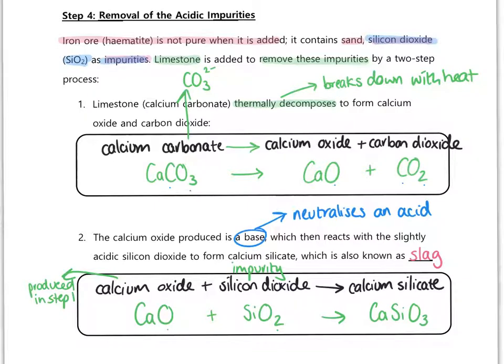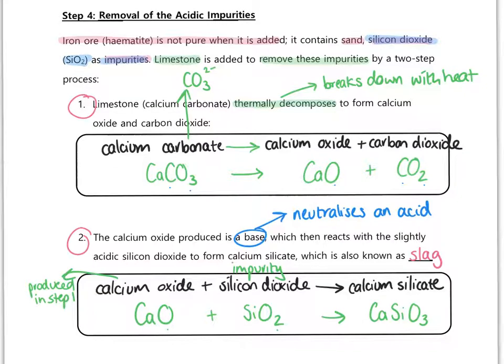So essentially in step 1, our calcium carbonate breaks down into 2 smaller molecules. Our CaCO3 gives us CaO plus CO2. And in step 2, it's almost like the opposite. 2 smaller molecules bond together and form a bigger molecule. Calcium oxide, CaO, reacting with silicon dioxide, SiO2, to form calcium silicate, CaSiO3.